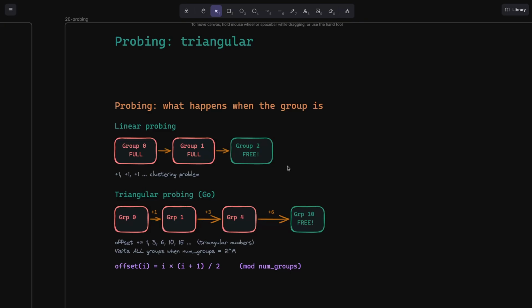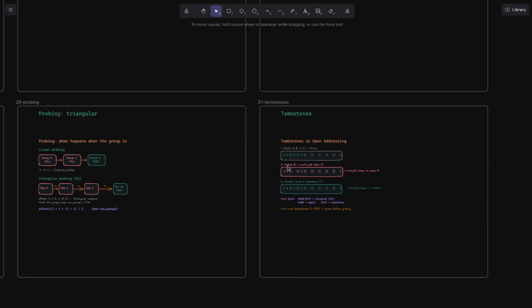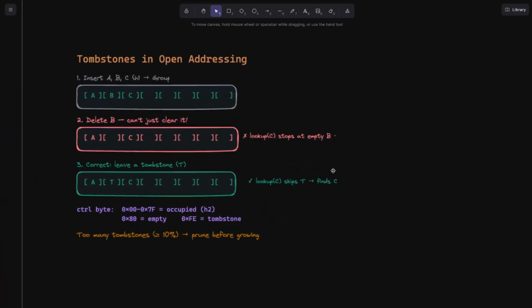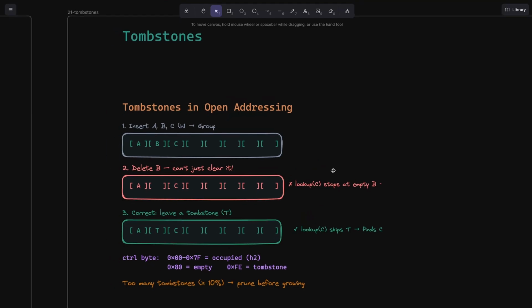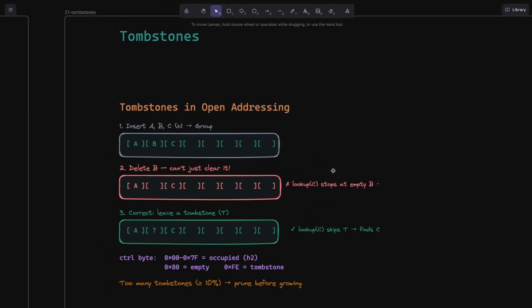What are these tombstones for in open addressing? Open addressing isn't completely free. Deletion gets tricky. Picture 3 keys, A, B, and C, that all landed in one probe chain. Now you delete B. If you just mark B's slot empty, you've broken the chain. Later, when you look up C, the search walks along, hits that empty slot, assumes nothing passed there, and gives up, even though C is sitting right there a little further down.